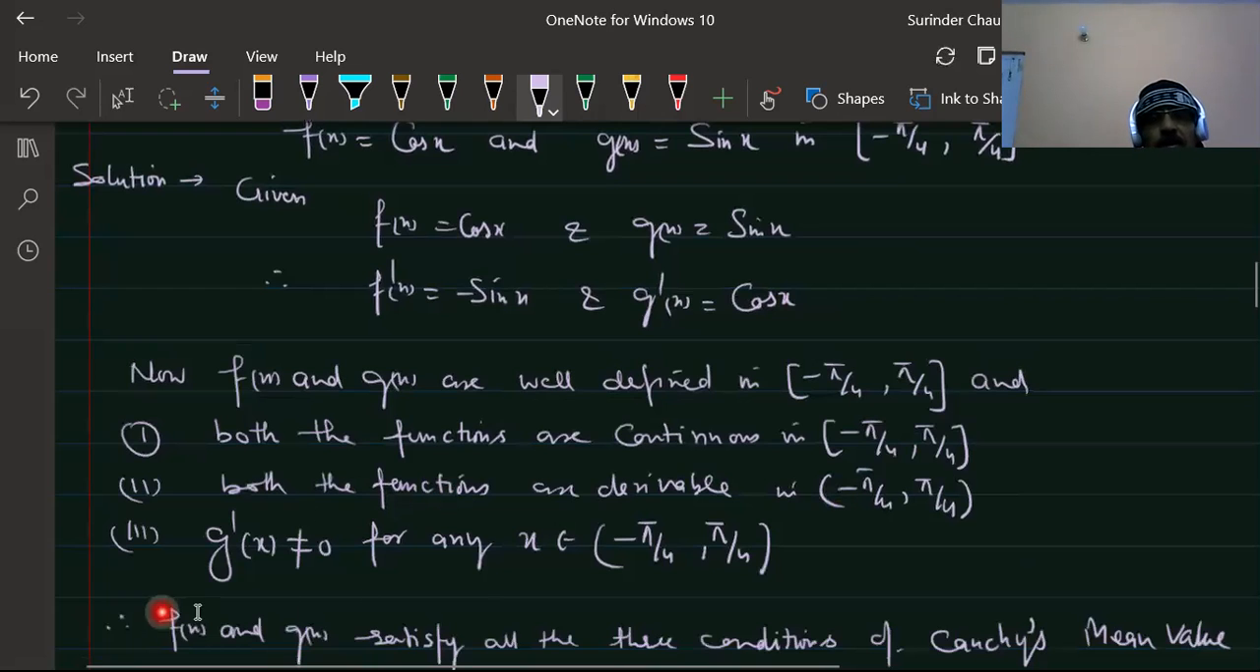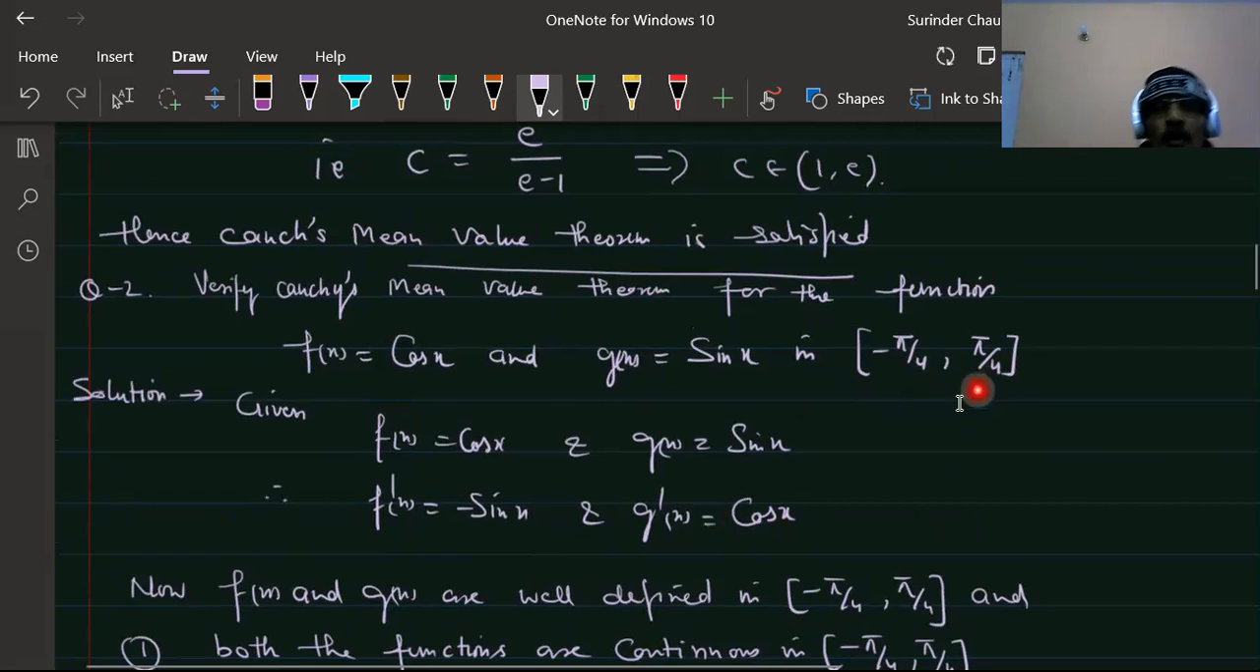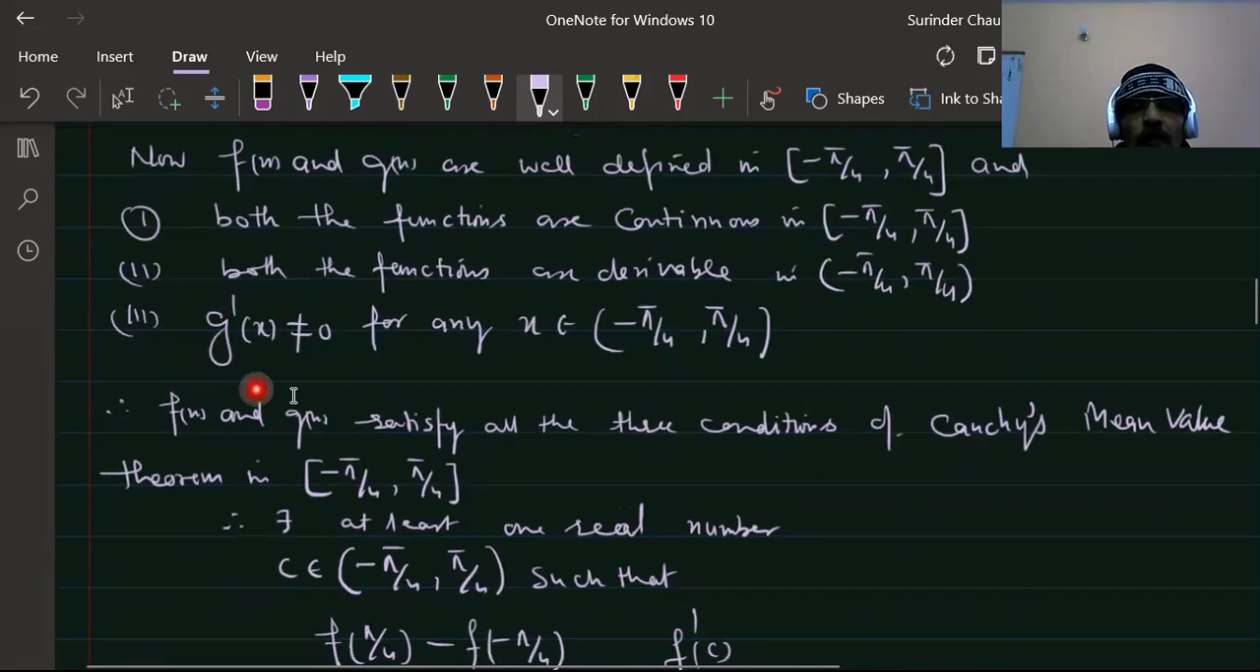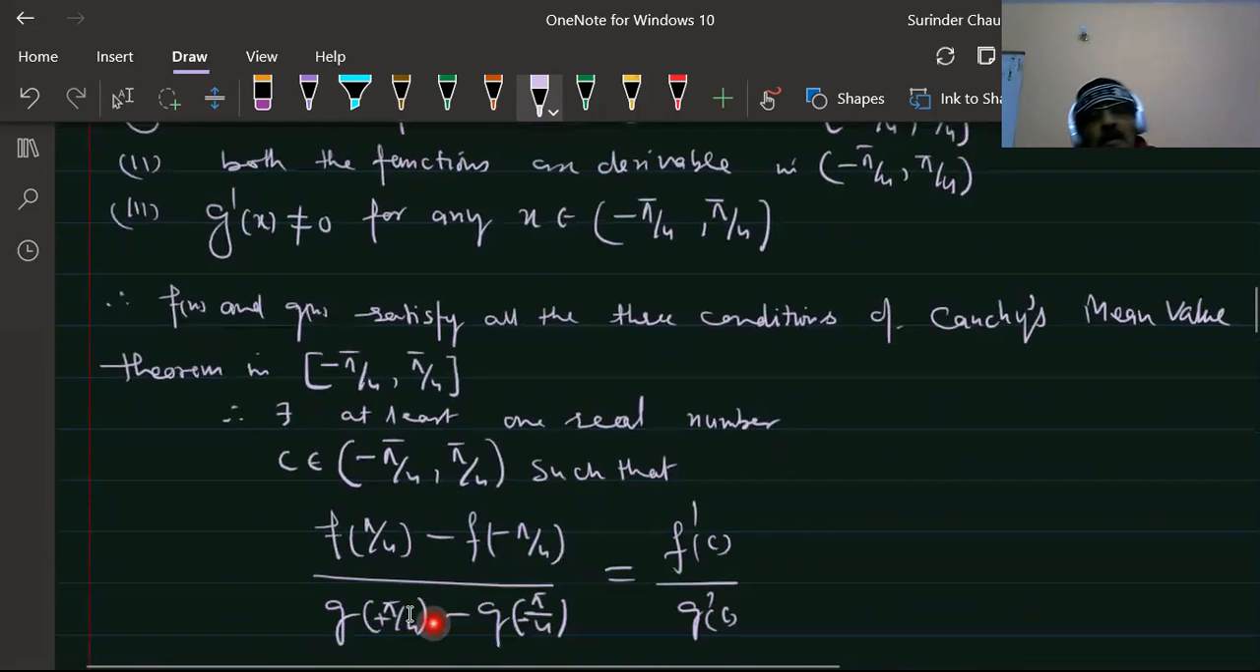And g dash x is not equal to 0 in the open interval minus pi by 4 to pi by 4. Therefore, f(x) and g(x) satisfy all three conditions of the Cauchy mean value theorem in the closed interval minus pi by 4 to pi by 4. Therefore, there exists a real number c belonging to the open interval minus pi by 4 to pi by 4 such that f of pi by 4 minus f of minus pi by 4 over g of pi by 4 minus g of minus pi by 4 is equal to f dash c over g dash c.